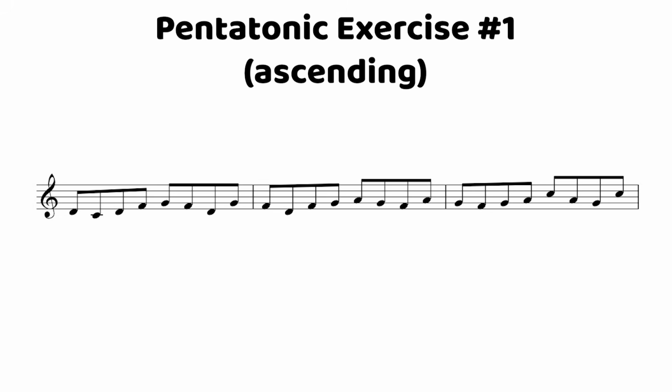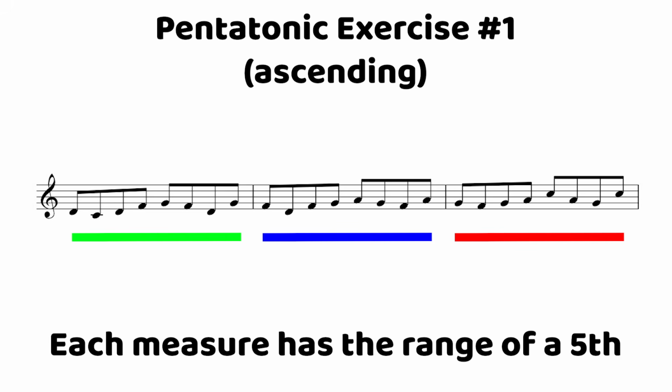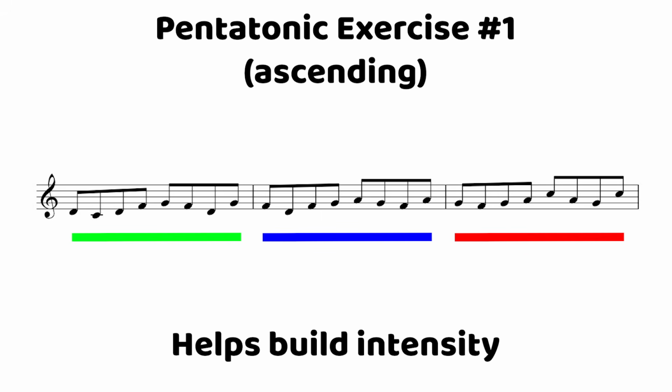All right, so let's check out one of the exercises from this PDF to get started here. So this first shape that we're gonna check out is really cool. Notice that measure by measure, it stays pretty compact in terms of its intervallic range, which really just means it doesn't go that far measure by measure. But that creates a really intense effect because you're playing all these notes in the same part of your range. So instead of just zipping up and down your whole horn, you create a lot of intensity that can build more gradually as you move throughout the range of your instrument.